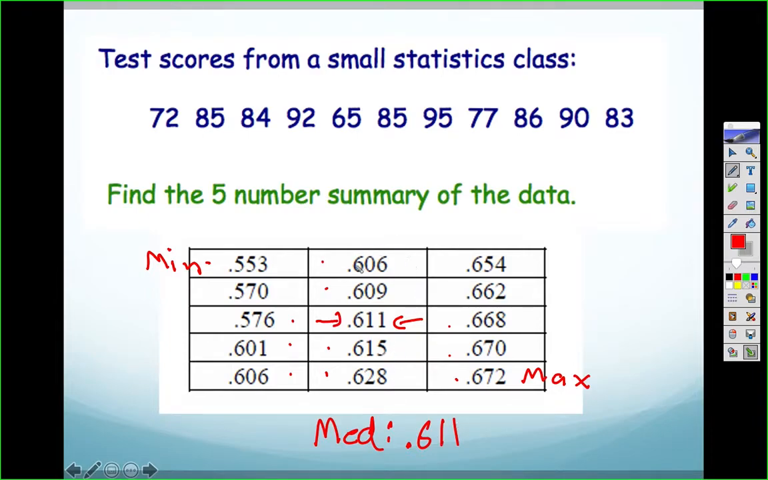Now, the Q1 is halfway. I don't use this number again. So the middle going up. Get rid of 1, 2, 3. Get rid of 1, 2, 3. Q1 is 0.601. And then getting bigger, 1, 2, 3. 1, 2, 3. Q3 is 0.662. And that's how you do the 5-number summary. Okay, again, if there's an odd number of data points, don't reuse the middle. If there is an even number, you will reuse the middle.